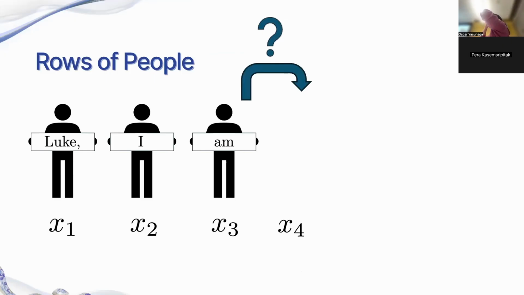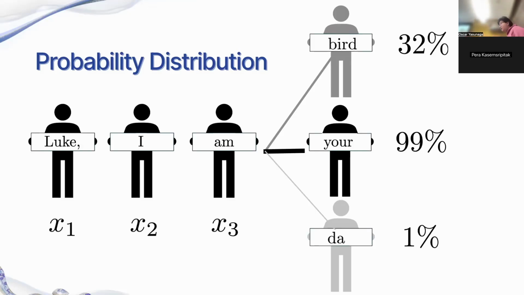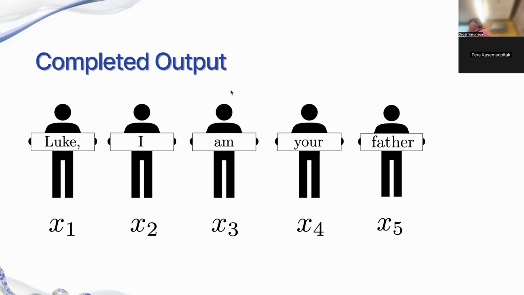You've probably already seen this, but as a general analogy, I think of it like rows of people, and you're always asking who's the next person in this line that best fits the previous sequence. Again, you're sampling from some probability distribution. In this case, I've made this not equal to 100%, but 99% of the time you're going to pick your, so then you pick your, and then again you're sampling from some distribution. So 25% of the time you pick dad, 66% of the time you pick father, and you have a complete output.